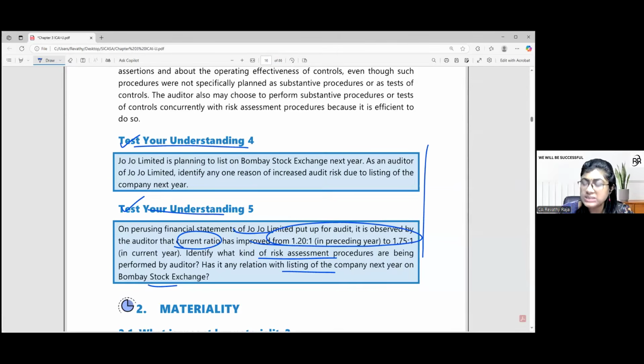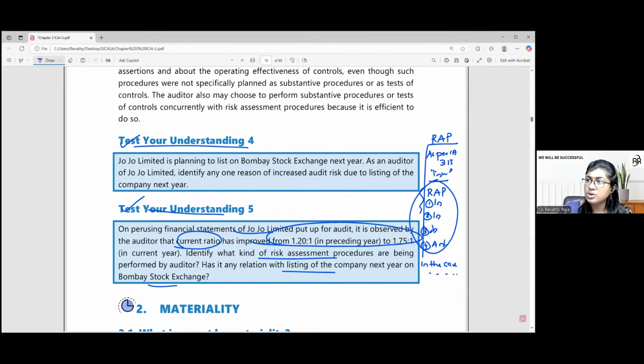How to present this answer? Put a heading, RAP. As per SA 315, can you write an intro para? Auditor shall identify and assess the risk of material misstatement through understanding entity, environment, control by performing RAP. Now, elaborate. RAP comprises of inquiry, inspection, observation, analytical. This is the part where you will elaborate. Then in the given case, this you have to elaborate. They want to go for listing, so their ratio increased.